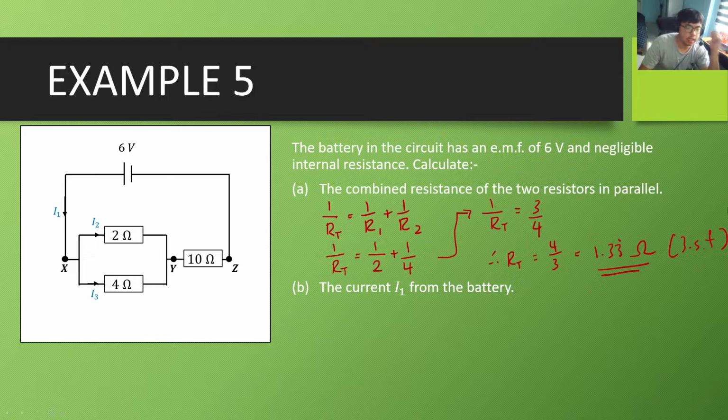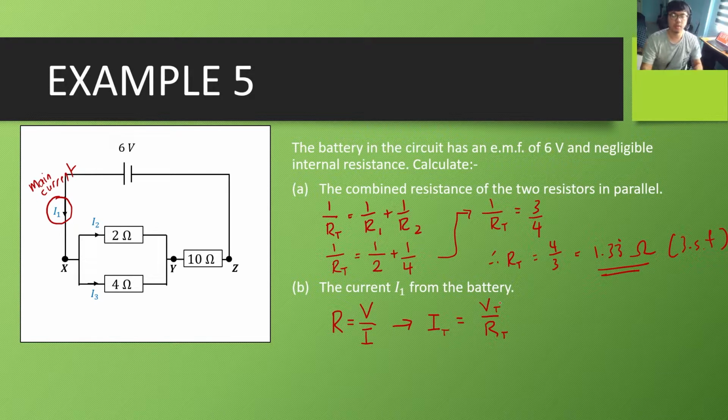Now let's find current I1 from the battery. So current I1 is this one here, and this is what we call the total current or the main current. Whenever you want to find the total current, you have to use the total voltage and the total resistance, and also this formula here. So you have to use the formula of R is equal to V over I, but rearrange this to make I the subject of the formula. So now the formula becomes I is equal to V over R. And let's put down a small t, which stands for total, because we want to use the total of everything in order to find I1.